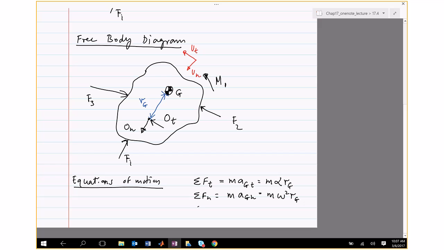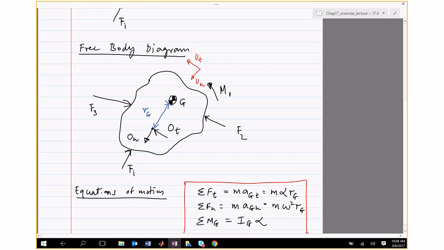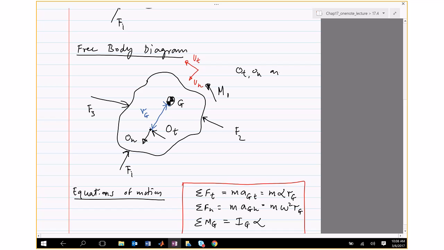And finally, this is describing the rotational motion. You can take moments about the point G, which is the center of mass, and the net moment is Ig, the inertia about G, times the angular acceleration. Okay, is that clear?